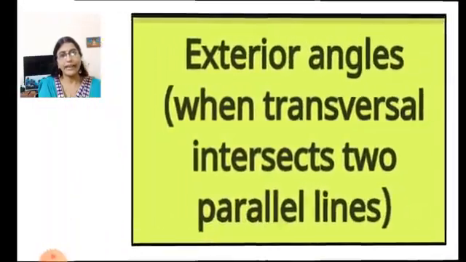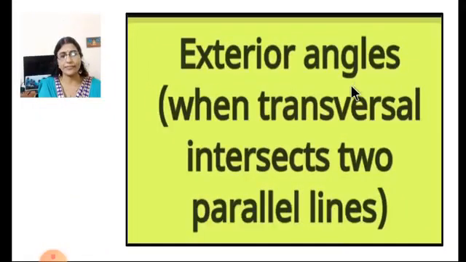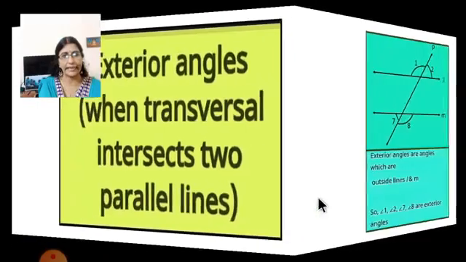Now we will understand exterior angles. We have learned about interior angles. We have learned about alternate interior angles. Now we will understand exterior angles when a transversal intersects two parallel lines. So with interior angles, it will form exterior angles also. So let us understand that.